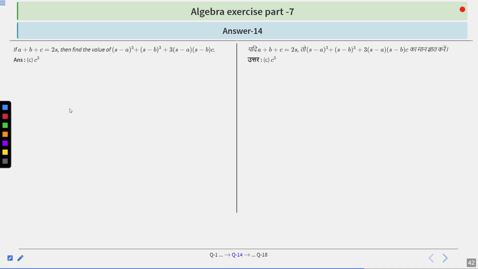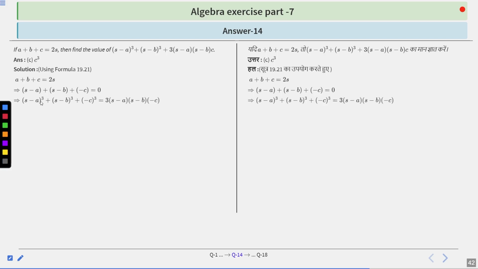The answer to this question is option number C, c³. Now to solve this question, we are using formula 19.1. The given thing was a + b + c equal to 2s, and (s−a) + (s−b) + (s−c) is equal to 0. When we add s−a, s−b, and c, we get 0. So if that is the case, then (s−a)³ + (s−b)³ + (−c)³ is going to be 3(s−a)(s−b)(−c).